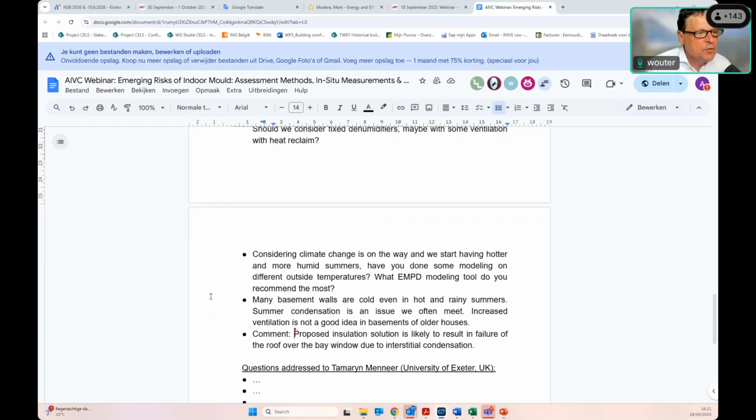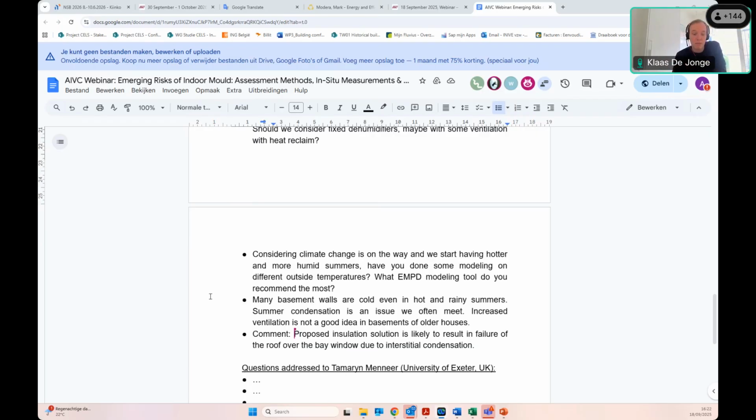Considering climate change is on the way, so that we start having hotter and more humid summers, have you done some modeling on different outside temperatures with an EMPD model tool? What EMPD modeling tool do you recommend the most? We didn't do future climate scenarios yet. Of course, it's just an input to the model, so it's something that's possible with the tool, but we didn't do it yet.